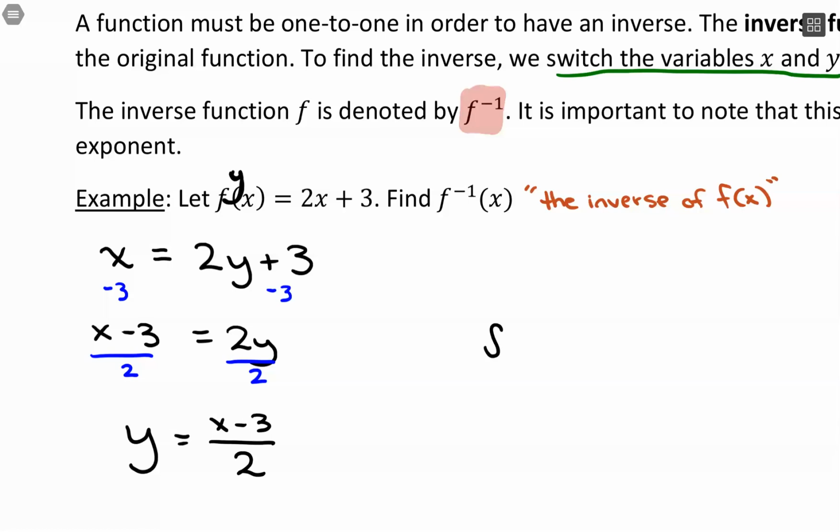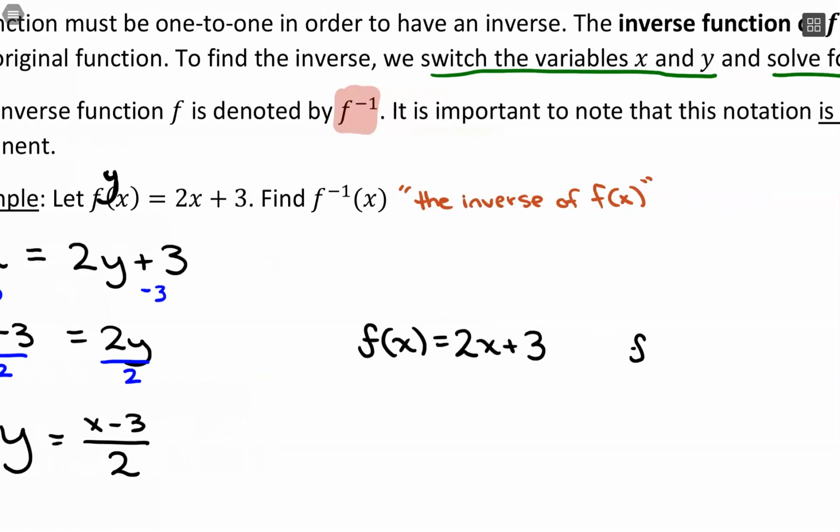So what I get out of this, f of x, our original function, is 2x plus 3. The inverse of that function, so the inverse of f of x, is (x minus 3) over 2. Notice in our inverse function, it's like we reversed the operations we were doing. Where I was adding 3 in the original function, now I'm subtracting 3. Where I was multiplying by 2, now I'm dividing by 2. So it reverses those operations, or inverts them.